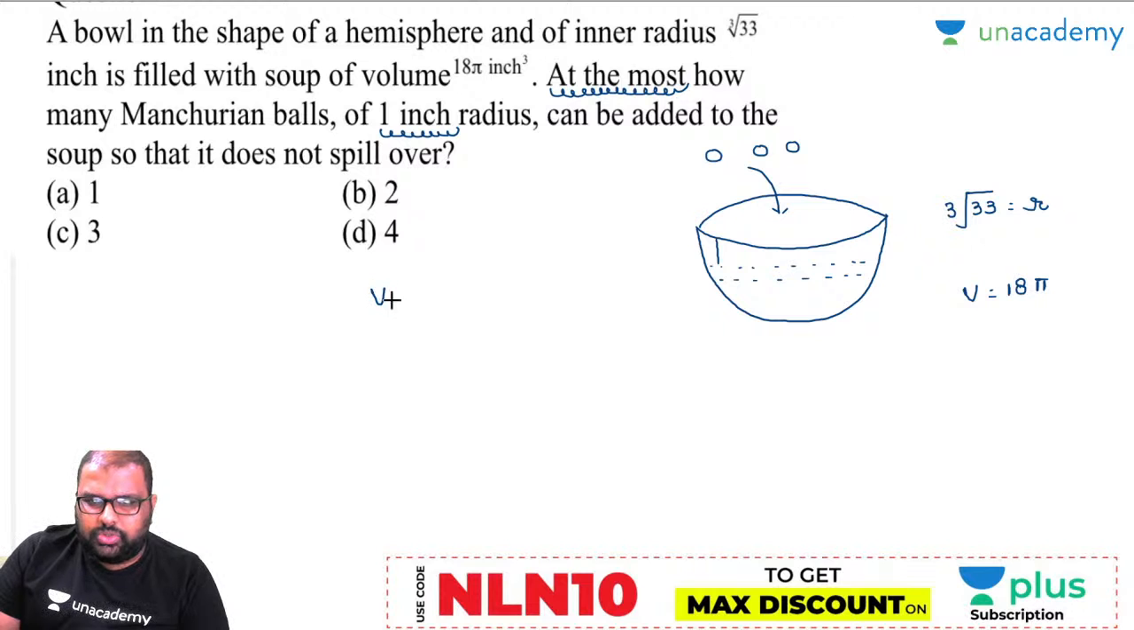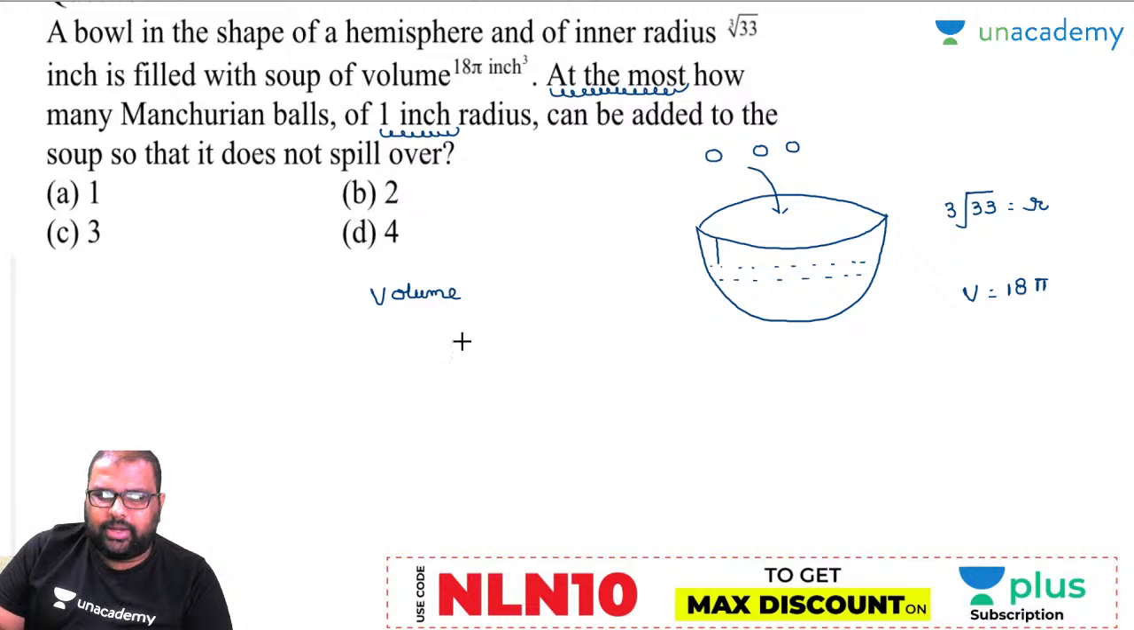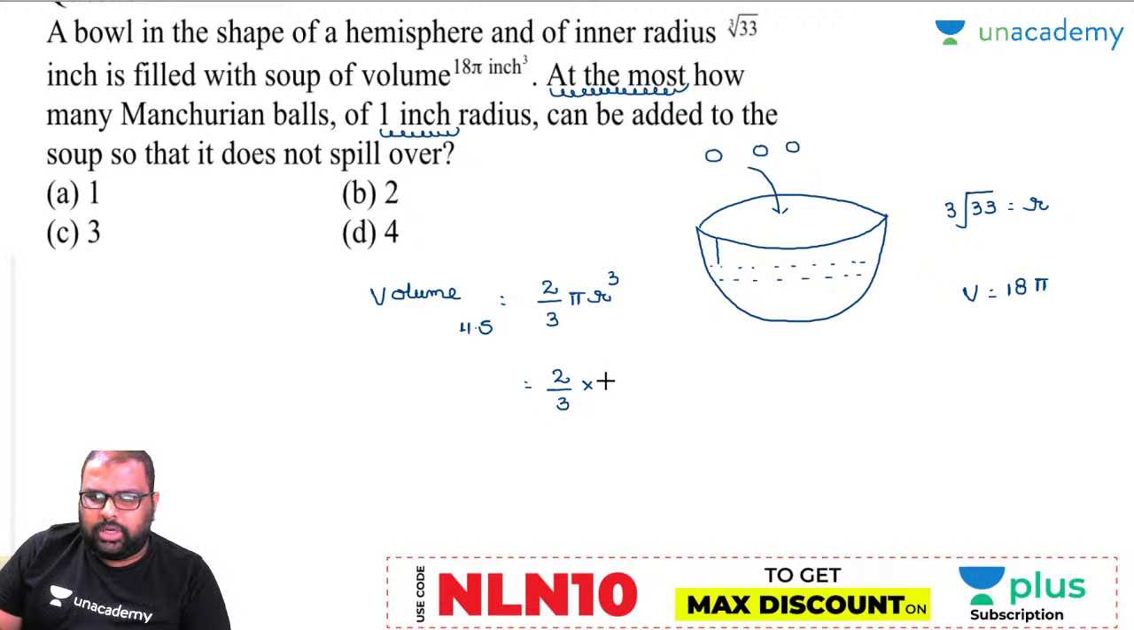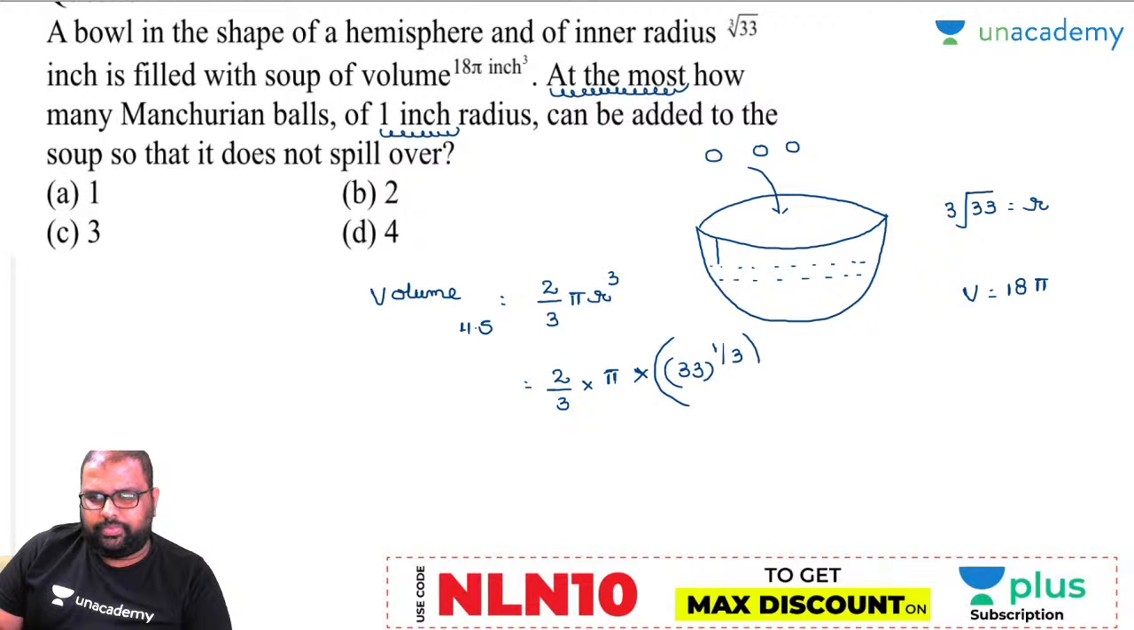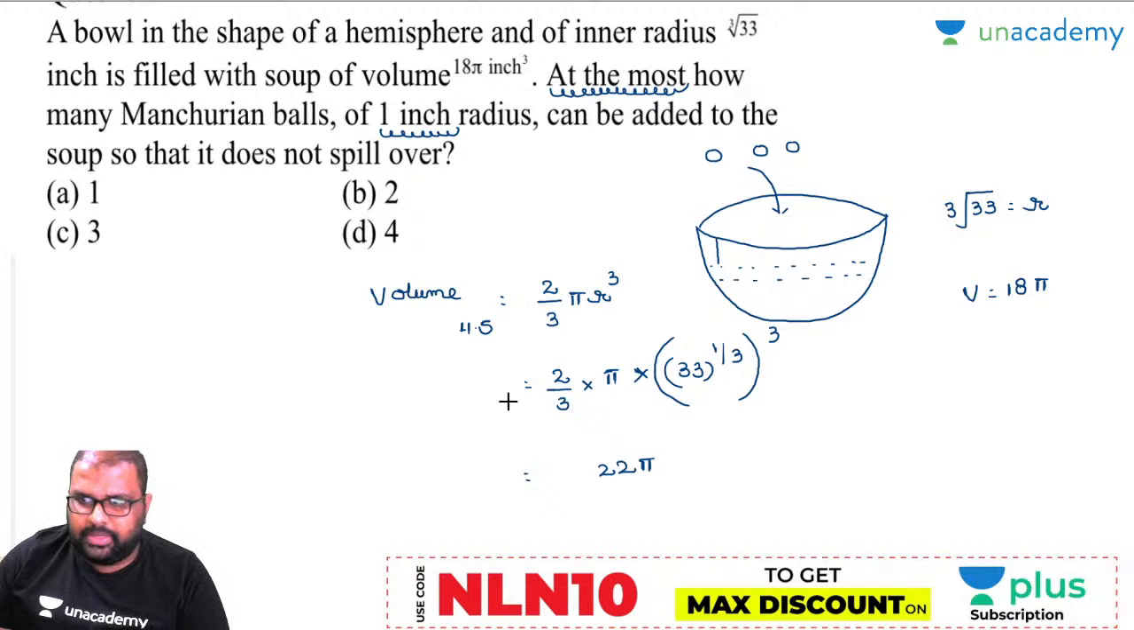What is the total volume of the hemisphere? Volume of the hemisphere, I write down hemisphere as HS, which is equal to 2 by 3 pi r cube. Am I right? Yes. So the volume will be 2 by 3 into pi only, because everything is given as pi. So this r value is cube root of 33, that is 33 to the power of 1 by 3, and at last finally cube. Your answer will be how much? So is it 22 pi? Yes. Total volume of the hemisphere is 22 pi.